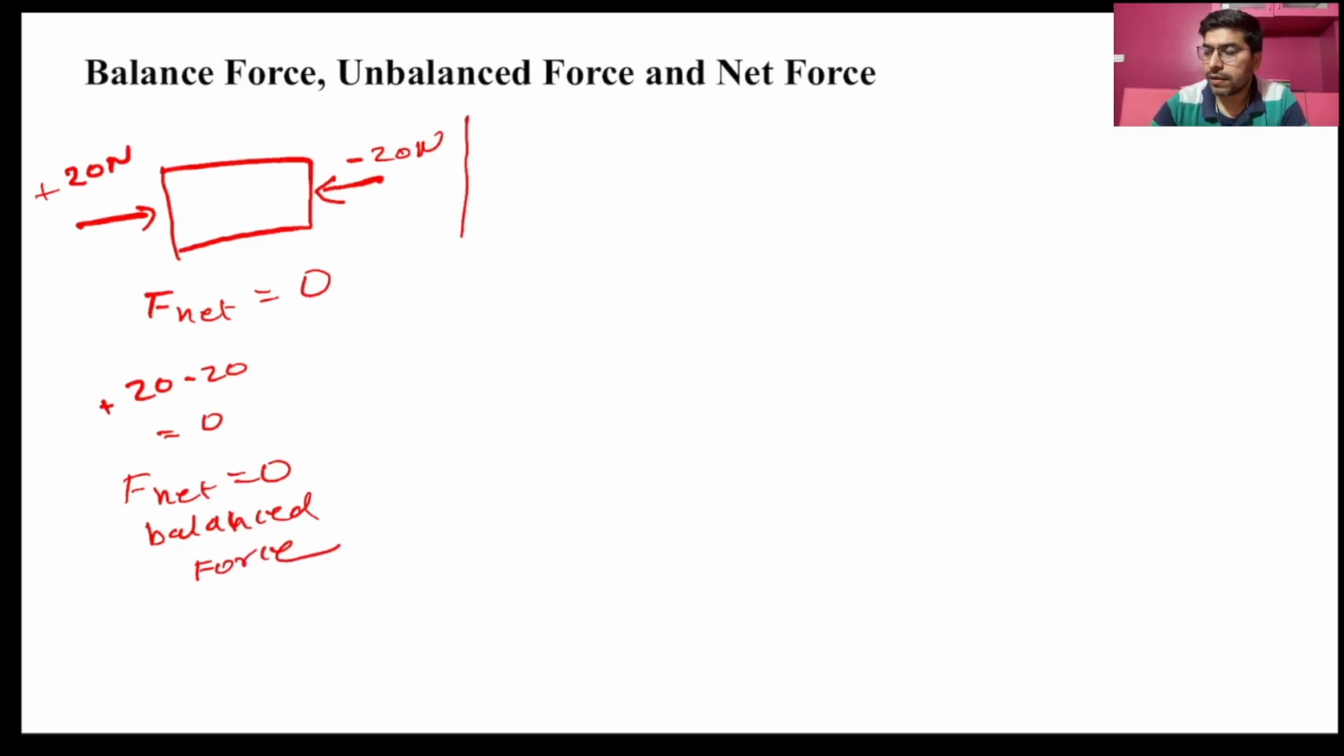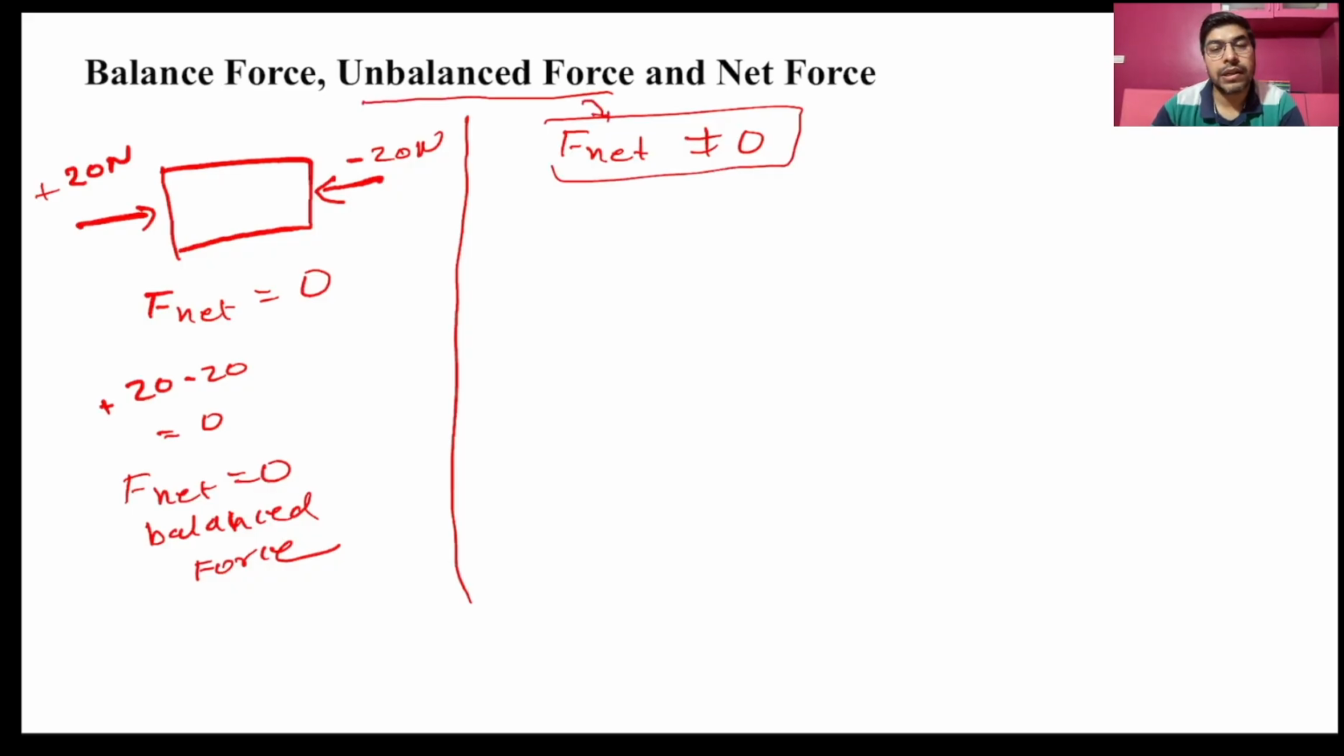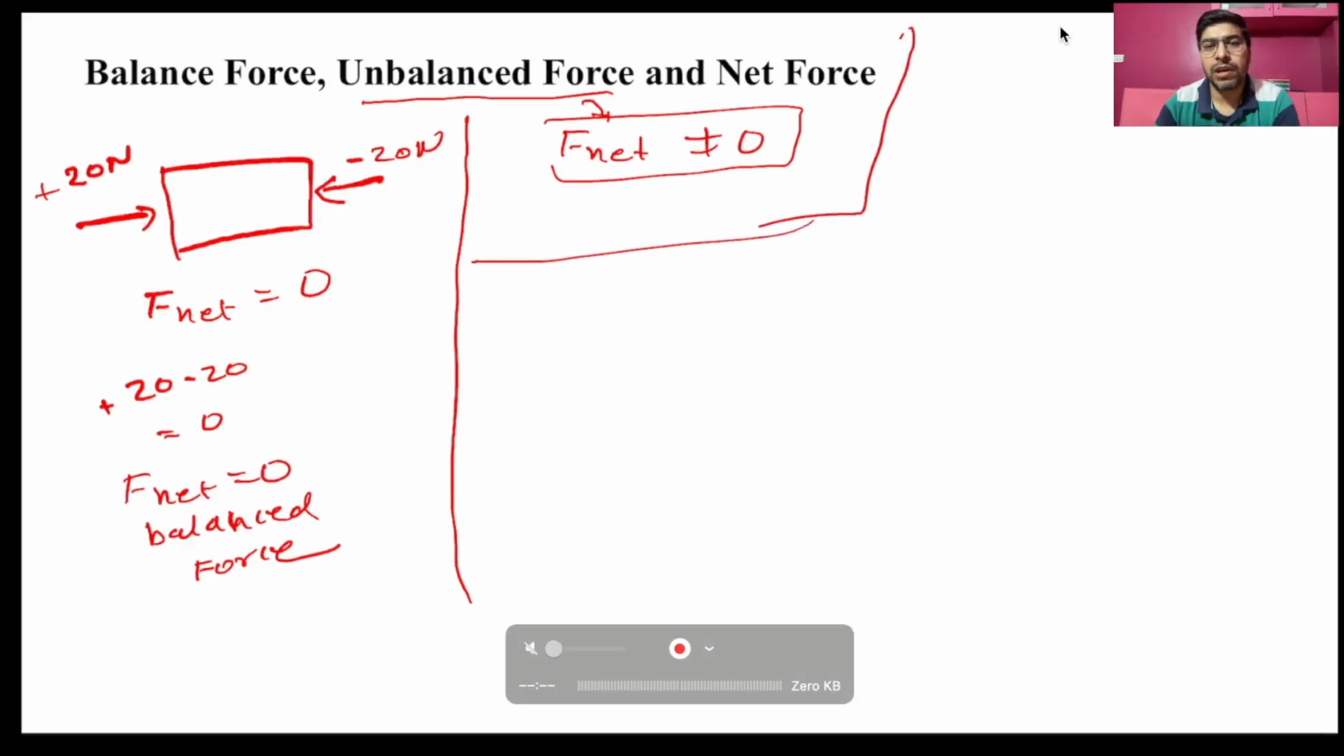Right? Unbalanced force is just the opposite of balanced force. If one or multiple forces act on an object and its net resultant is not equal to 0, we can say it is an unbalanced force, right? Then what is the net force? We can calculate the net force with the help of the vector sum. I hope you are all aware of vectors.